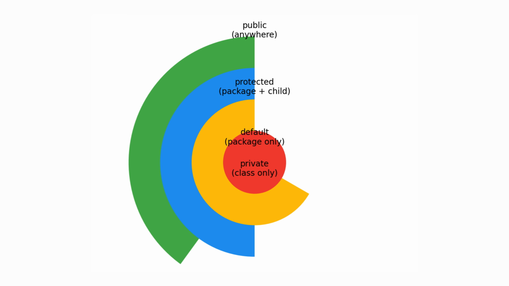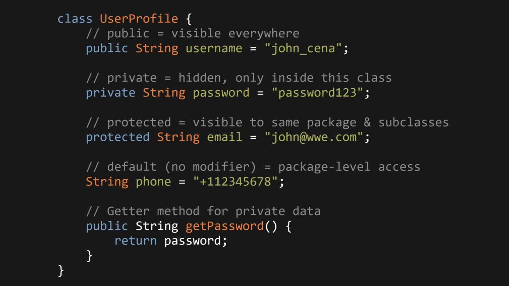Let's write a code for public profile versus private data. Class UserProfile, public String username = "John Cena", private String password = "password123", protected String email = "john@wwe.com", String phone = "+1 123456778", public String getPassword() { return password; }.